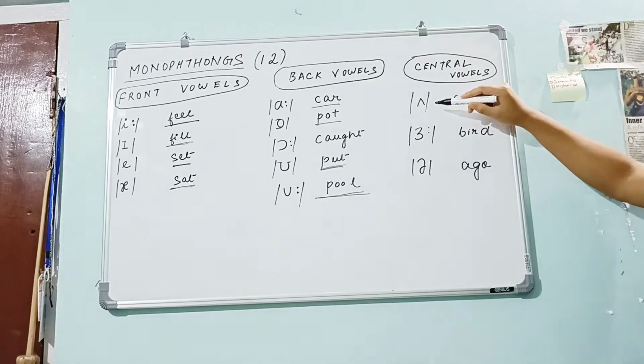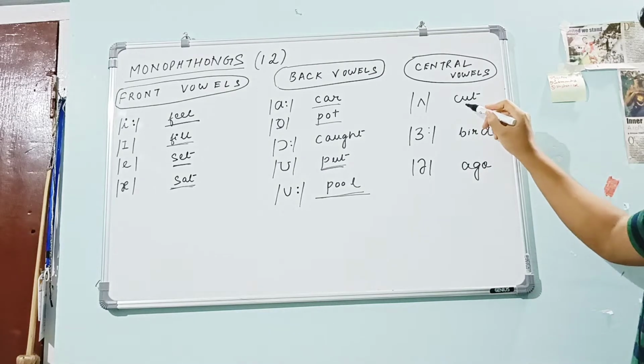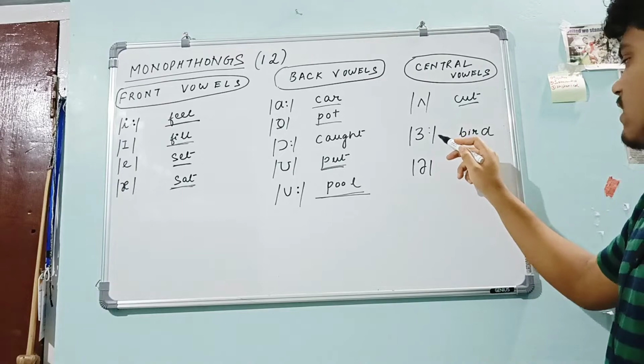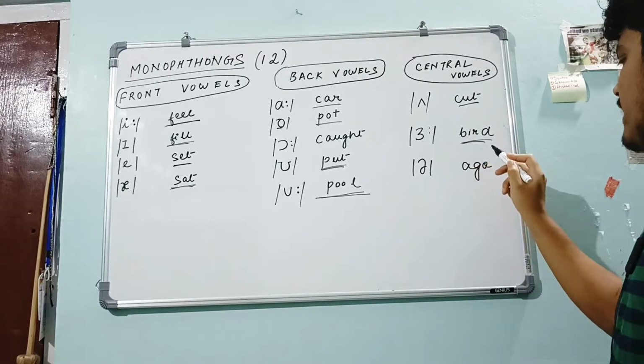We have the sound here, uh, as in cut. Cut. It's a very short sound, represented by the word cut. Then we have the sound er, as in bird. Bird.